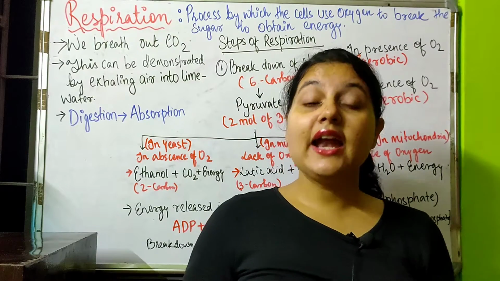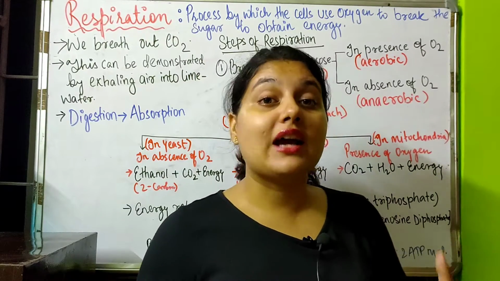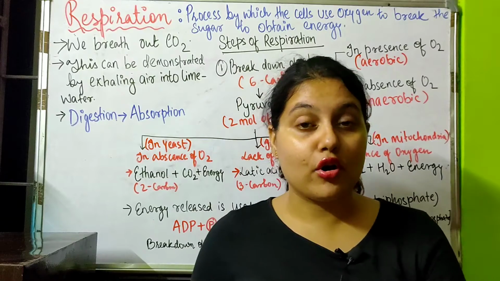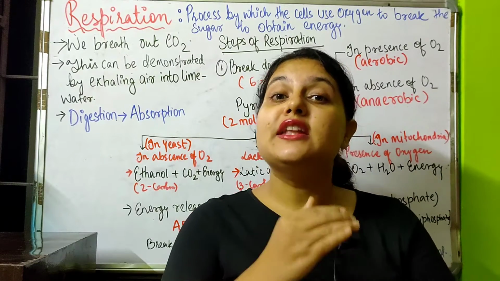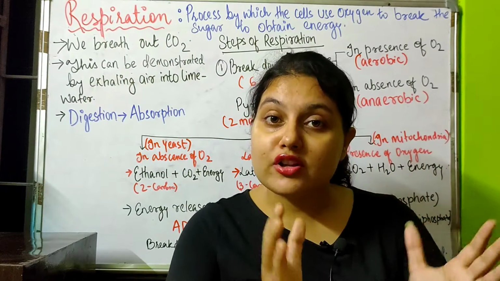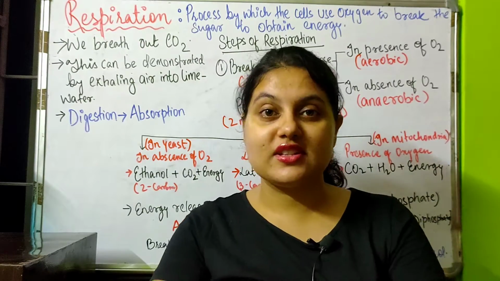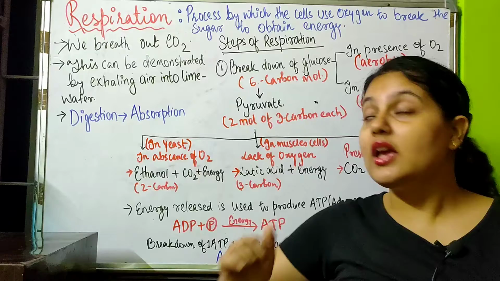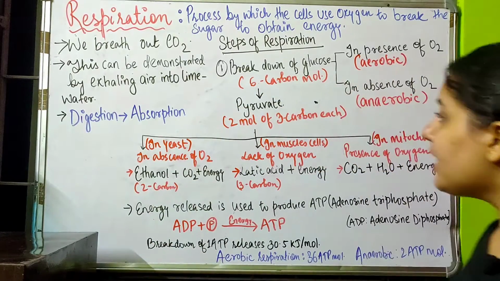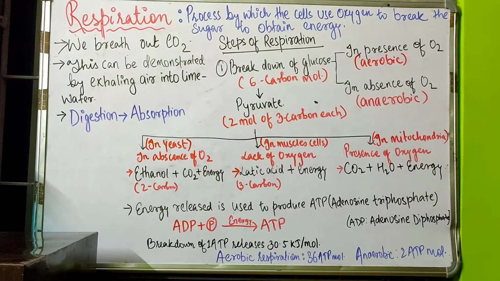And when the glucose or the carbohydrate is less in the body, then what happens? The liver converts the storage protein and the storage fats into glucose and breaks it down. In this part we are studying about the breaking down of glucose.